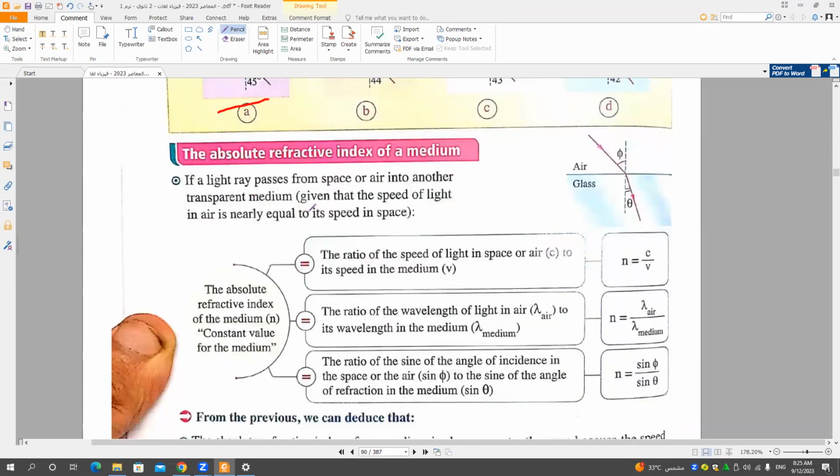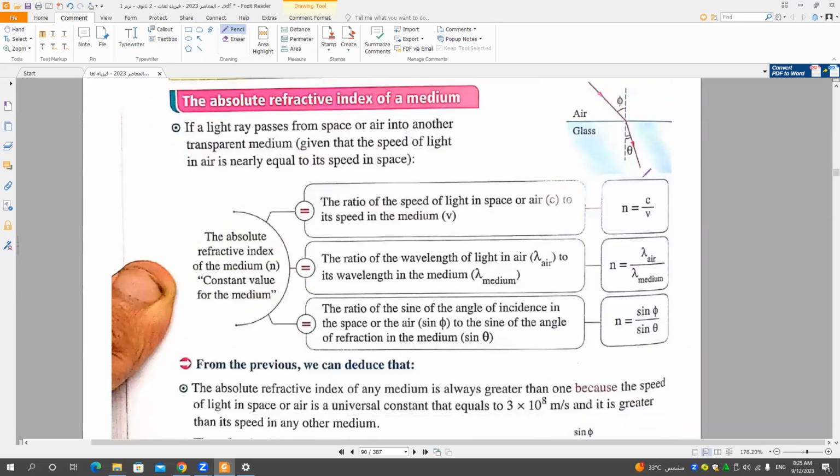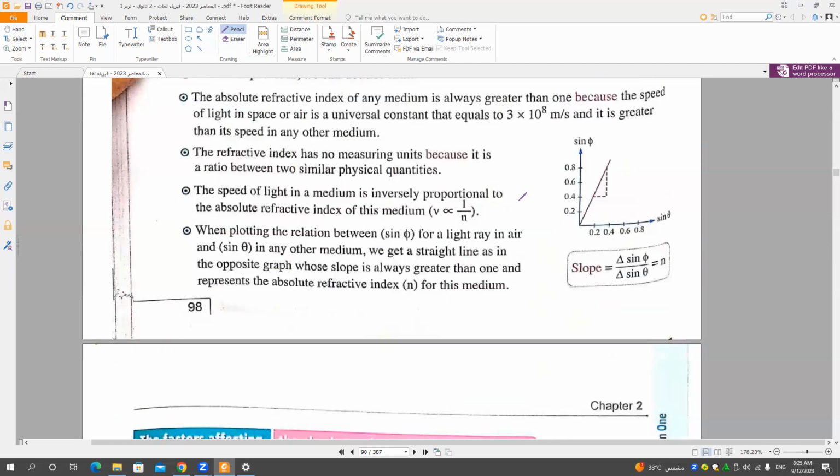The absolute refractive index is the ratio between the speed of light in air to the speed of light in the medium, and it is also greater than 1. Why is this ratio greater than 1? Because the speed of light in air is greater than in any other medium. The absolute refractive index of air will also equal 1.